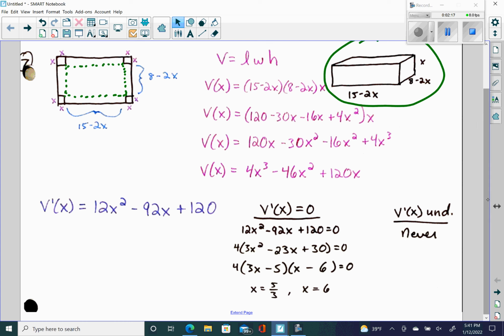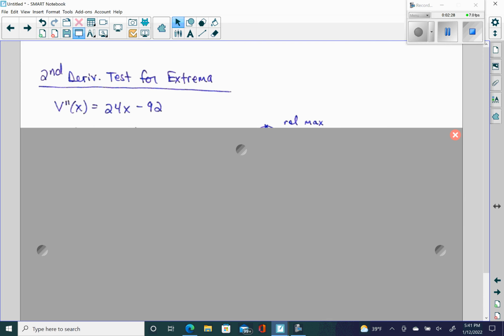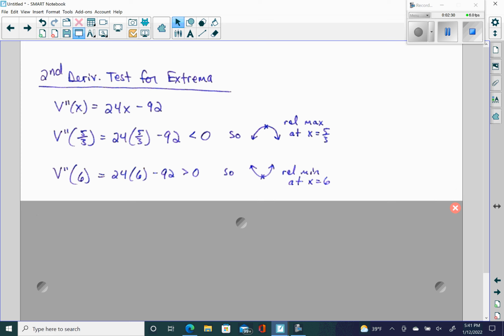Now if x is equal to 6, this isn't going to work here, because we would get 8 minus 12, so 6 isn't going to work. And even if we still used the 6, I'm using the second derivative test, this is where it's going to be most beneficial. When I substitute in 5/3, I would know that I would get a negative value here.